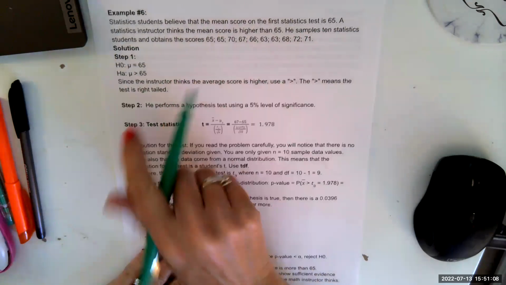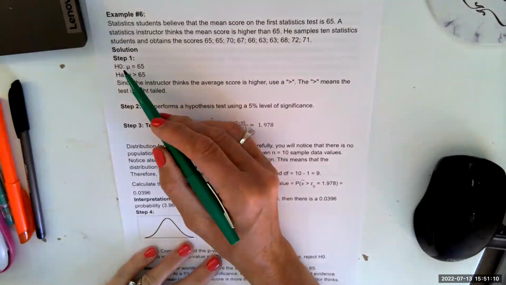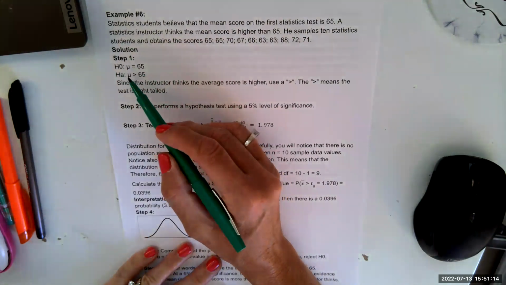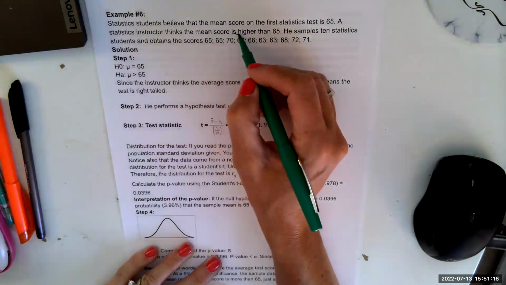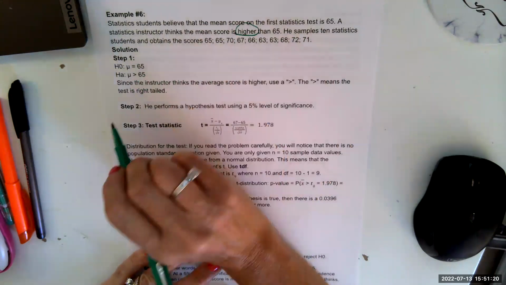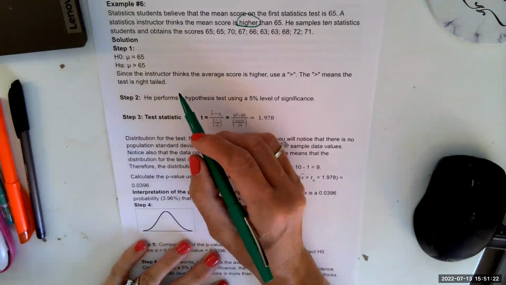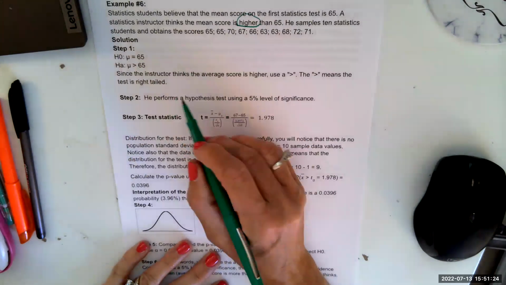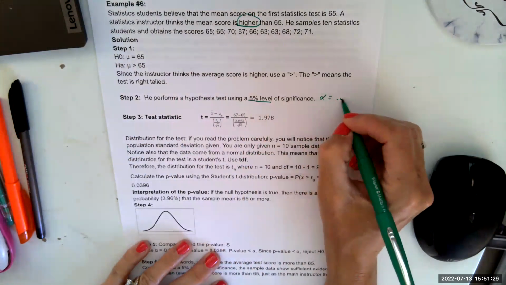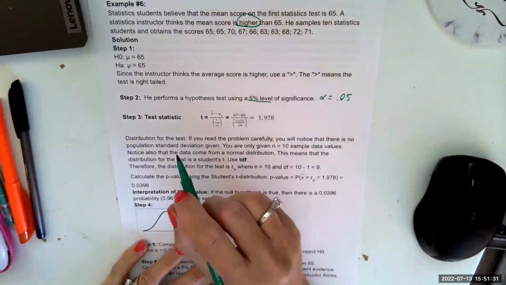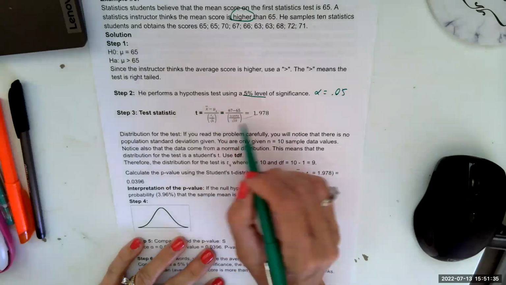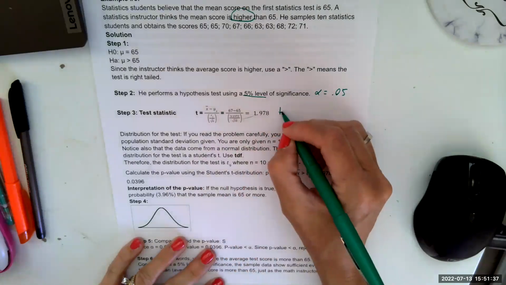So step 1, we have our H0 is mu equals 65, and HA is, we think it's higher. He said higher, I'm going to circle that. So that's why we think it's greater than 65. They don't tell us the level of significance, so we're going to assume a 5% level of significance. So alpha equals 0.05. And step 3 is we can calculate our test statistic. Okay, this is our test statistic.